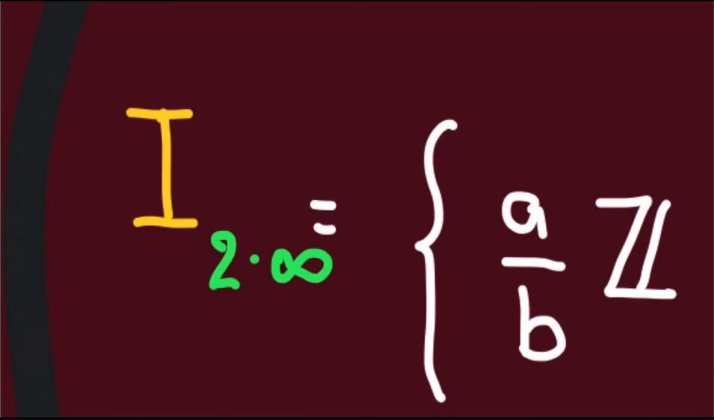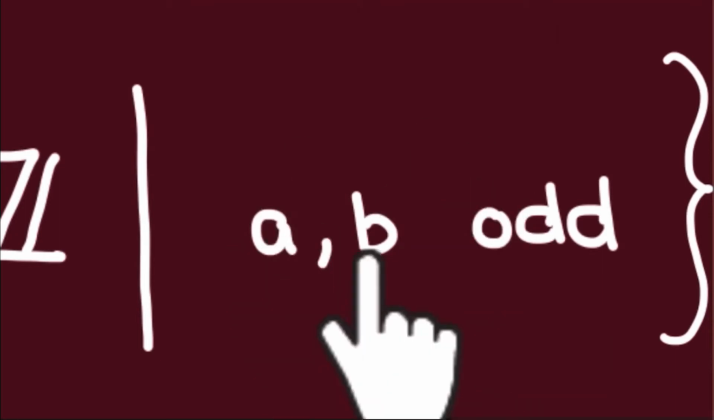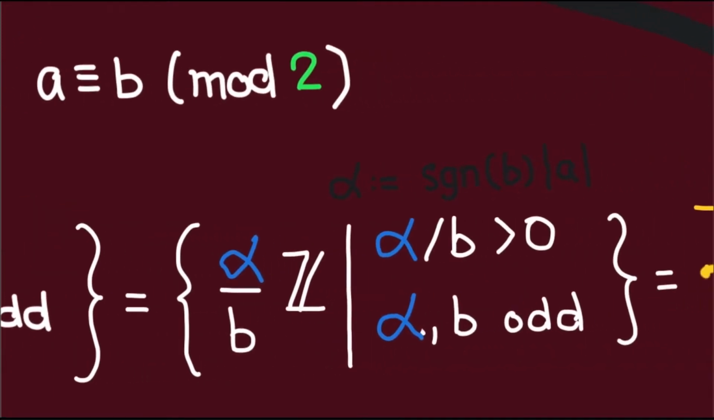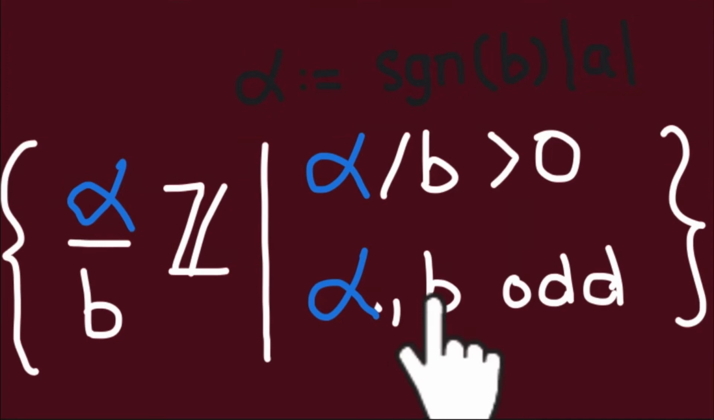Now, since Q(i) has class number 1, all of the fractional ideals in I^{2∞} are going to be principal fractional ideals, and they are going to be generated by a/b, where a, b are integers prime to 2, i.e. they are both odd. Now, if a/b is a generator, then -a/b is also a generator. So we can always choose a generator α/b such that α and b have the same sign, right? And α and b are congruent to 1 modulo 2.